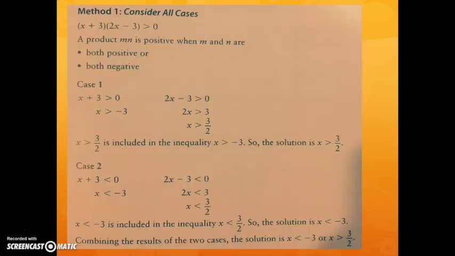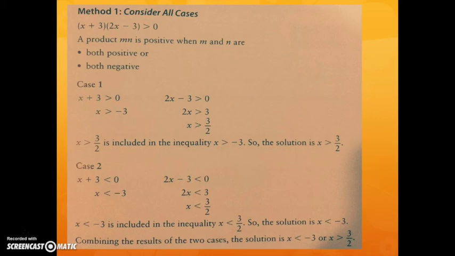Method 1. Consider all cases. (x plus 3) multiplied by (2x minus 3) is greater than 0. A product mn is positive when m and n are both positive or both negative. In case 1, x plus 3 is greater than 0, which gives you x is greater than negative 3, as well as 2x minus 3 is greater than 0, 2x is greater than 3, x is greater than 3 over 2.